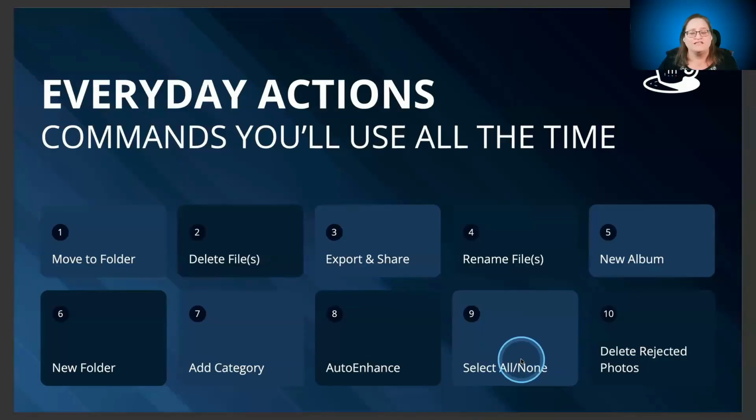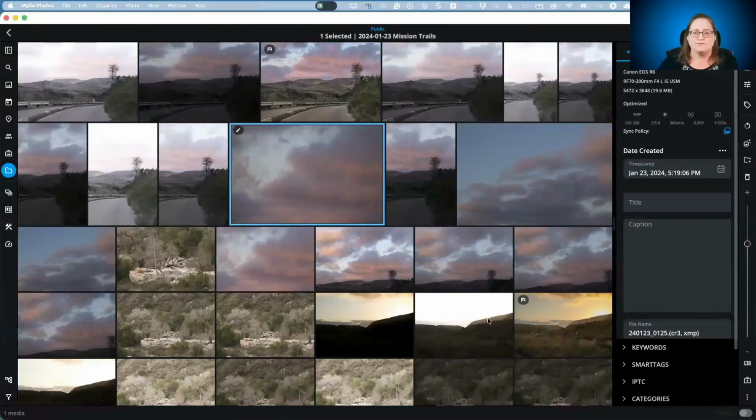Select all or none. If you're wanting to make an action on everything that you're looking at, this is really super handy. So if you were in a folder and everything in this folder needs something, maybe you're wanting to add a keyword to all of these things, you can go ahead and right click on this and say select all, or go down here to your actions menu.